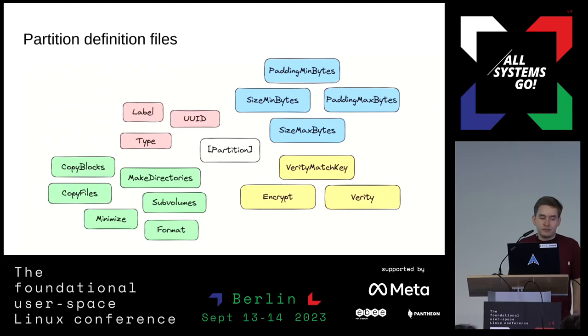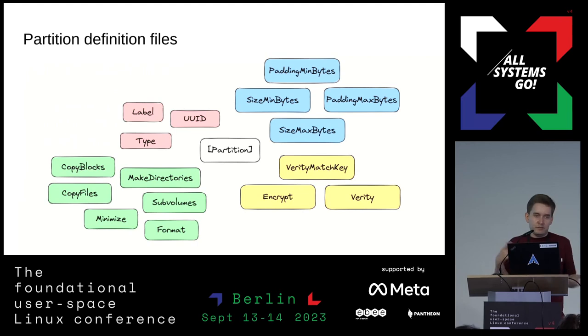And then there's the green ones for populating. So the copy blocks is the easy one. In that case, you just take the contents of the partition directly from a file or a device node on the system. So this is just a straight up copy. It's when you already have a file system and you just want it in a partition. So that's pretty simple. And then copy files is the interesting one. That's where we actually start taking directories and transforming them into a full-blown file system.